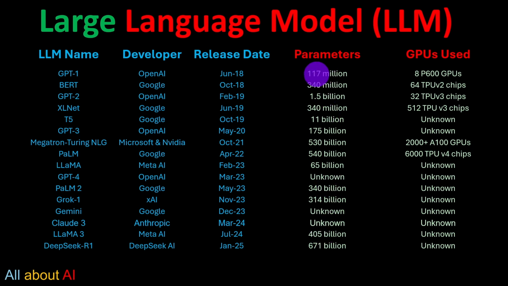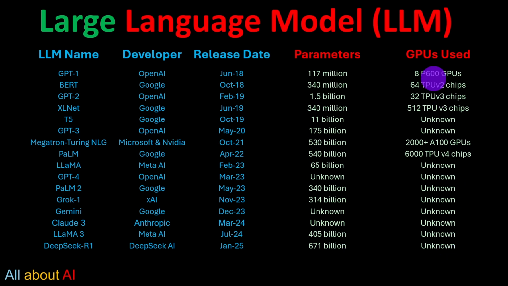So if you can see, GPT-1 started with 117 million. By GPT-3, it was 175 billion. GPT-4, OpenAI didn't publish, but it is rumored to be around 1 trillion. The latest kid on the block, DeepSeek, has 671 billion parameters.